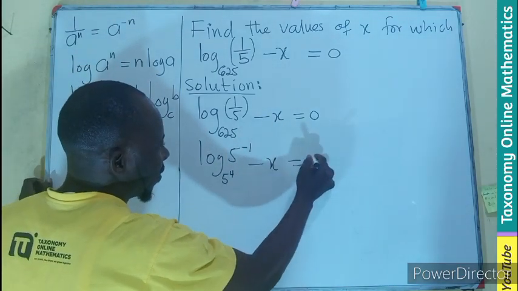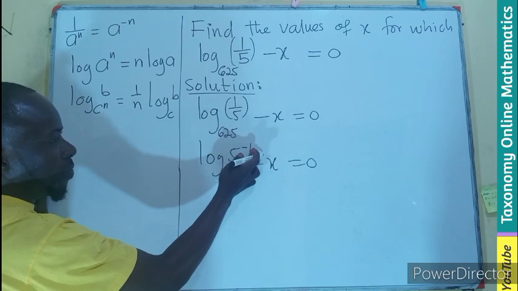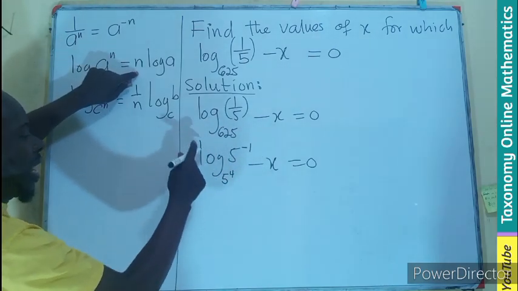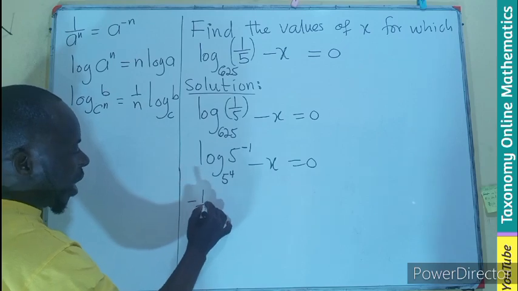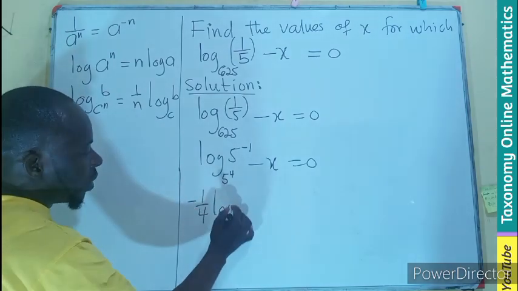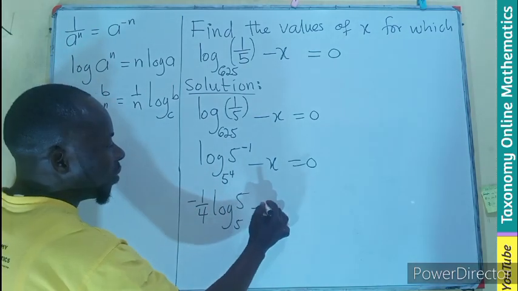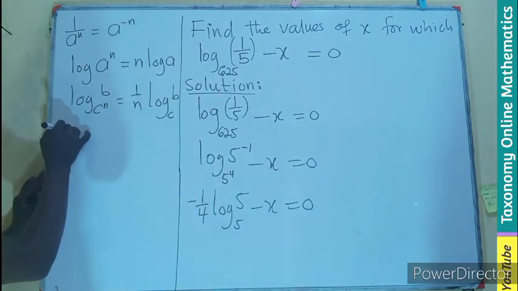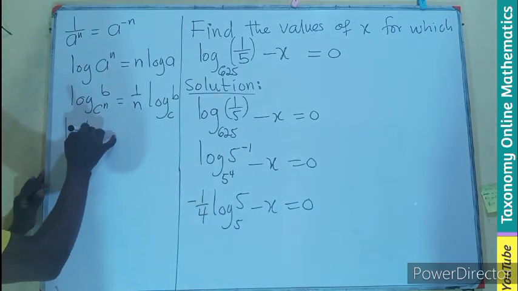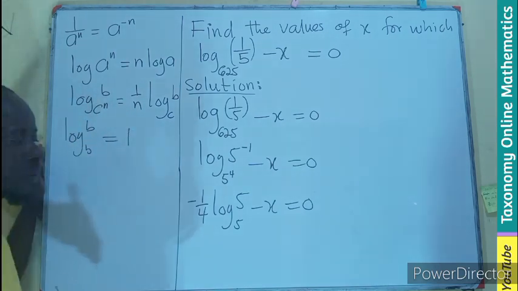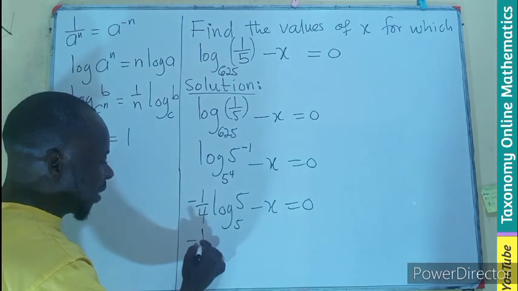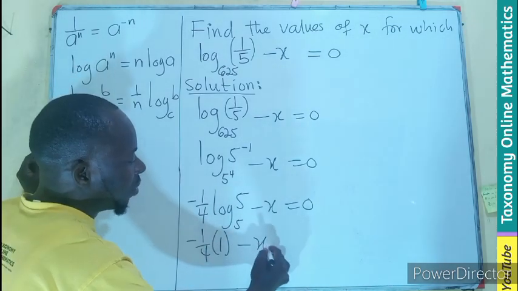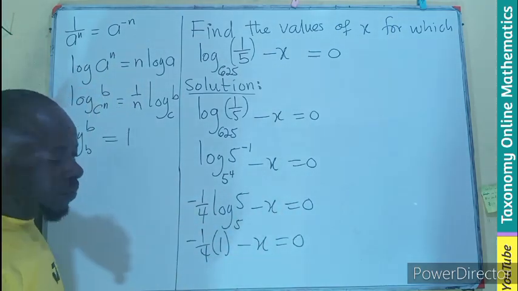So minus x is 0. So if minus 1 comes, it will be multiplying. When 4 comes, it will be dividing that. So that becomes minus 1 over 4, the log of 5 base 5 minus x equals to 0. So recall that the log of b base b gives you 1. So the whole of this becomes minus 1 over 4 times 1 minus x equals to 0.